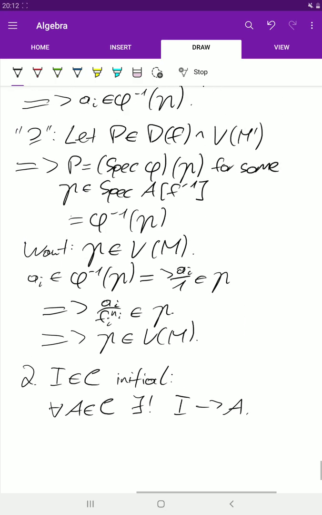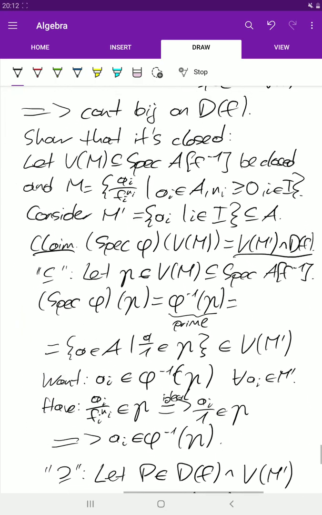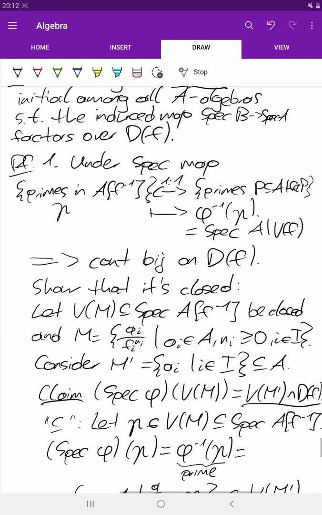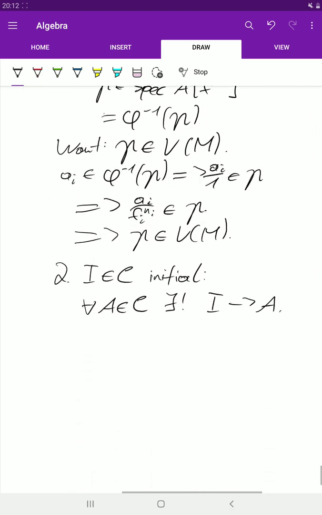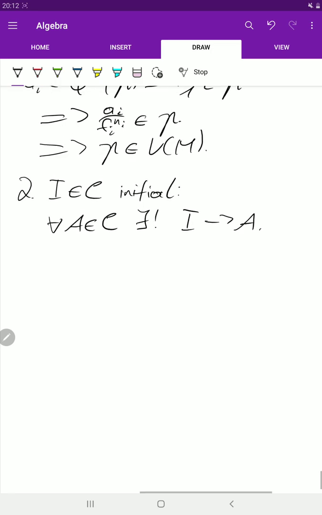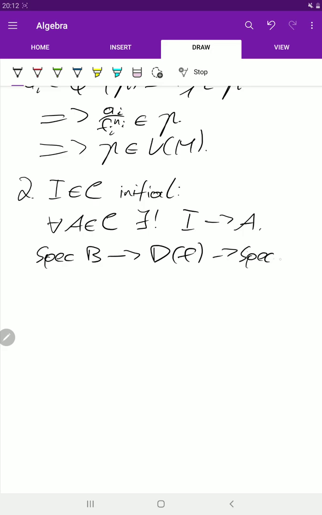And now let's look at the statement again. So where do we have it? The A-algebra A_F inverse is initial among all A-algebras such that the induced map factors over D(F). Okay, so let's see what we have. We have a map Spec B, we have D(F), and just the inclusion into the spectrum of A.